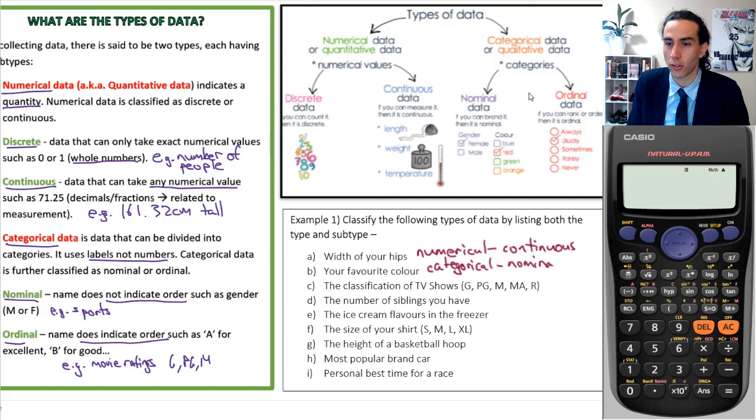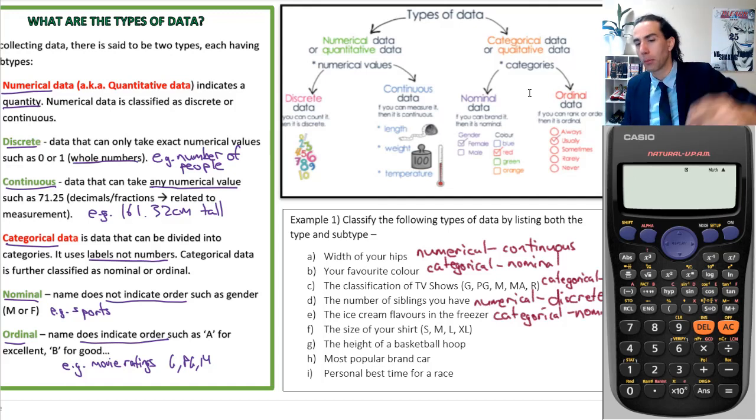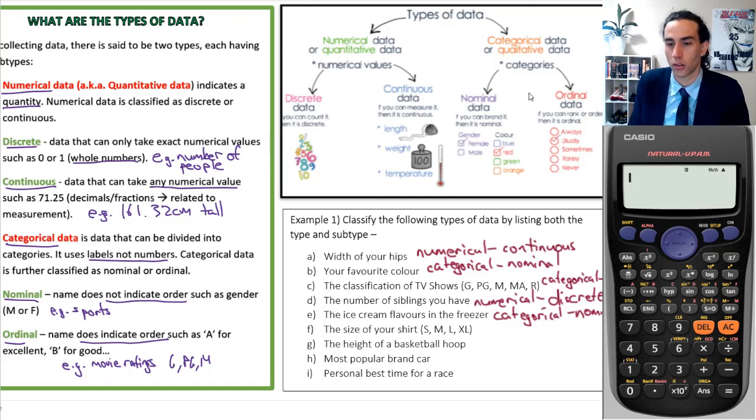TV shows, well, that's the example I gave, and that was categorical. It's ordinal, because there definitely is an order. Number of siblings you have, well, it's a number, so it's numerical. And you can't have 3.2 siblings, so we call that discrete. Whole numbers only. Ice cream flavors, it's categories. Can you put them in order? No, well, the name itself doesn't indicate the order. The order is something you could put in, like, oh, which one do you like more? But the name itself doesn't.